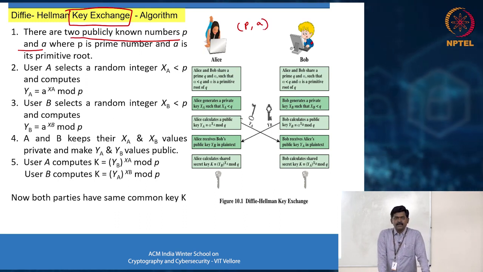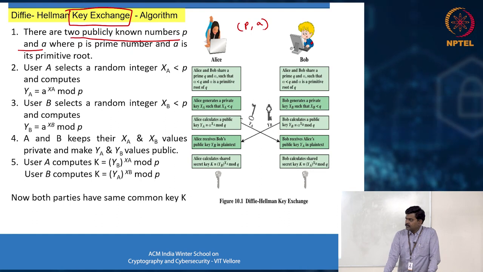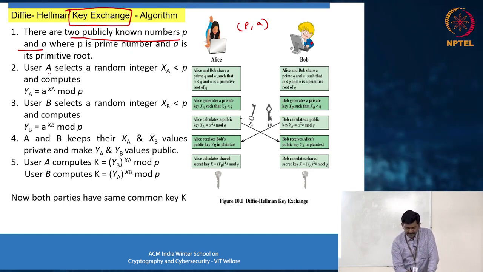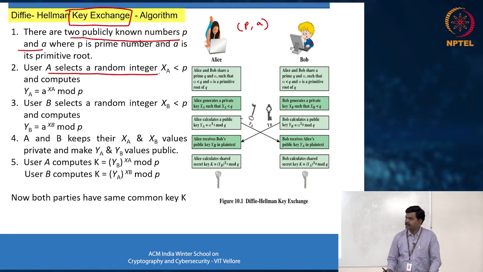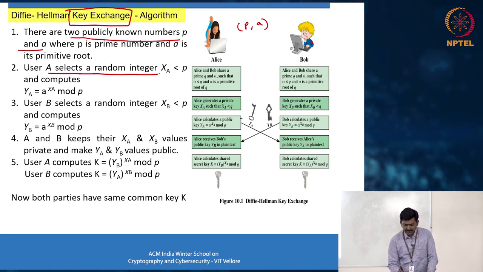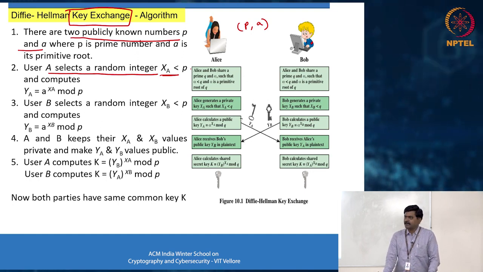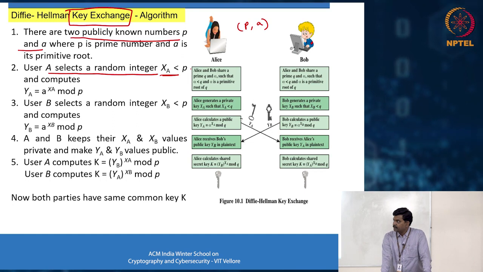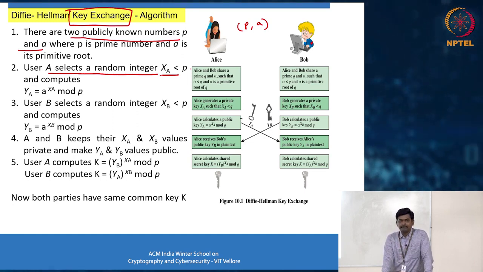Now, there are two communicating nodes, Alice and Bob. What did Alice do? Alice selected a random integer called xa, with the condition that xa is less than the prime number. From that, Alice calculated ya. How did Alice calculate it? Primitive root to the power xa mod p.